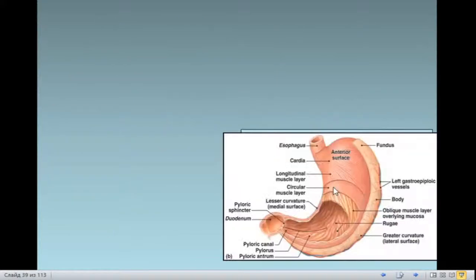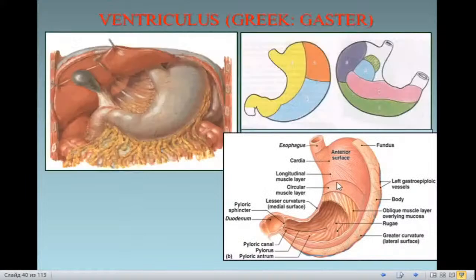The next portion, stomach. In Latin it is ventriculus, in Greek gaster. The stomach is a tubal organ because it's hollow inside, but it has quite an irregular shape. It has the dome-like structure called fornix or fundus, then the cardiac part here, the body, and the pyloric part. Also, we distinguish the lesser curvature of the stomach and the greater curvature.